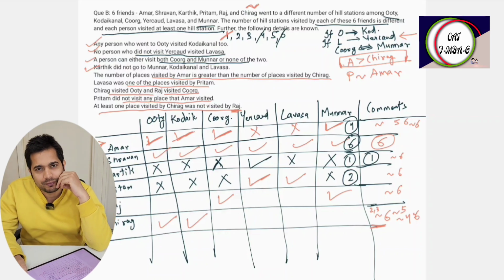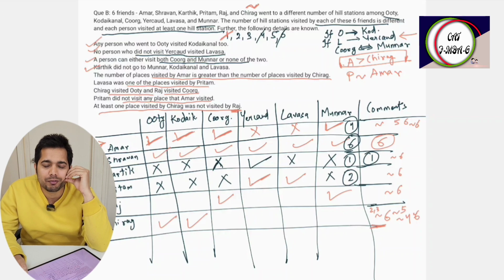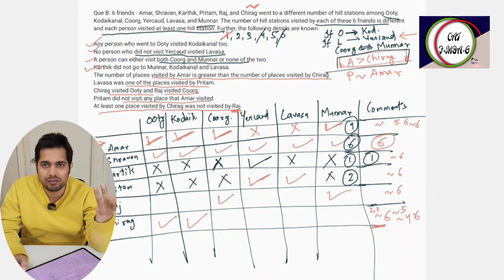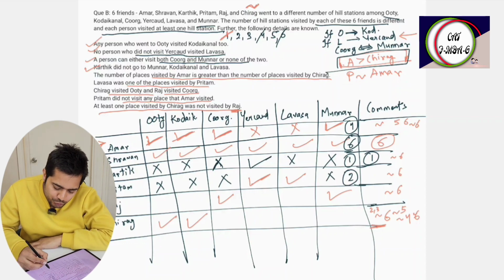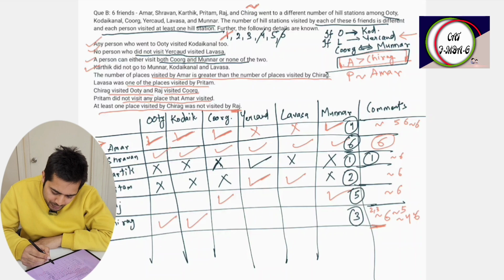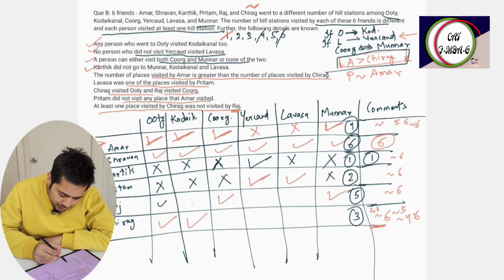Can Chirag be 5? No, Chirag cannot be 5. Why? Because if Chirag is 5, then Amar has to be greater than 5. Amar is greater than Chirag. That will never be possible. So Chirag has to be 3. That means Raj has to be 5. For Raj to be 5, a pair should be there. Ooty is there, Kodaikanal is there, Ooty is there, and this has to be 3.